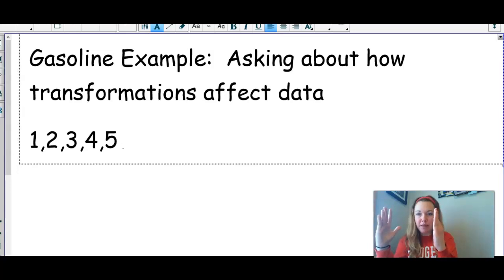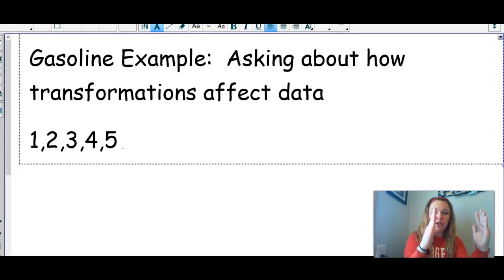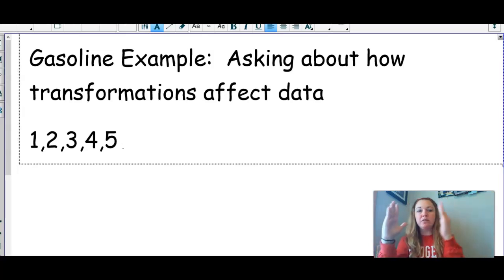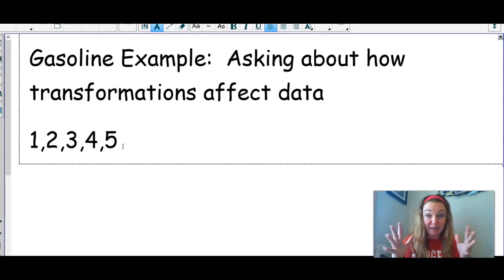The standard deviation would remain the same. The IQR would remain the same. Each individual location would go up by 10. One would go up to 11, 2 to 12, so on and so forth. Hopefully that makes sense. I screwed that up. Sorry, forgive me. I'm not going to start over now because I'm 8 minutes in. No big deal.